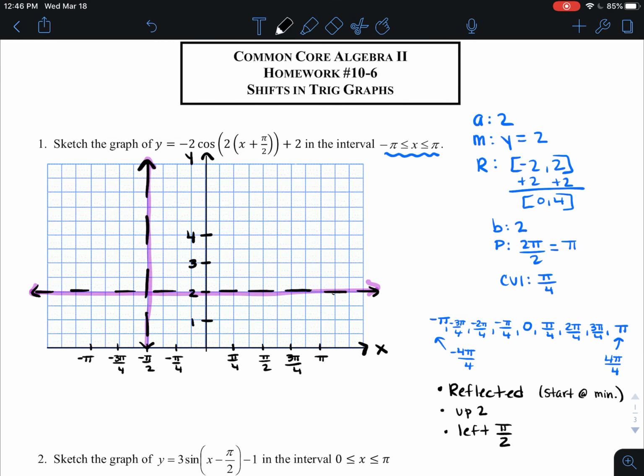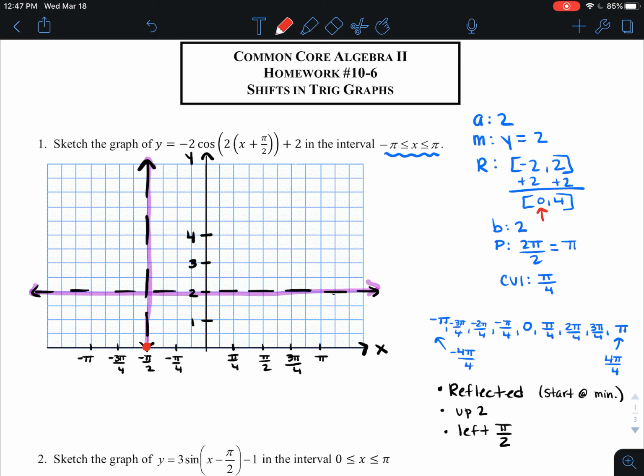All right, so for cosine, if we're going to start at the minimum, typically we would be on the y-axis. Its minimum value is 0, so we would have been at the point 0, 0. However, we are also shifting left pi over 2. So my first point for cosine is going to be at the point -pi over 2, comma 0. So this point right here.